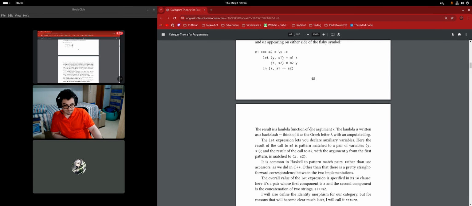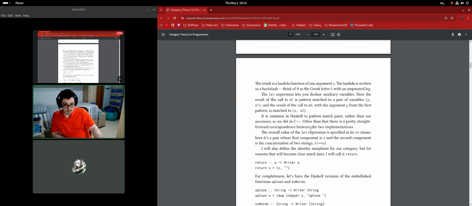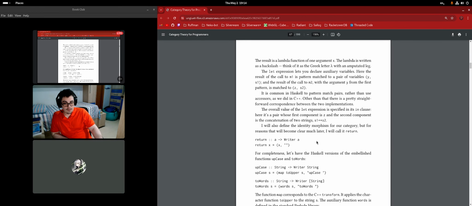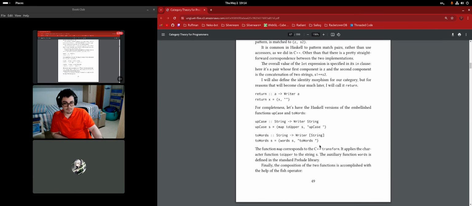What else? This is the identity thing. The famous return from Haskell.